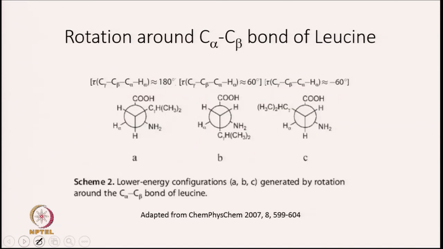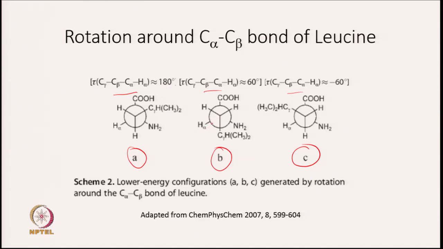Now, we can again think of each of these 1, 2, 3 isomers existing as A, B and C, depending on rotation about the C alpha C beta bond. So, you see this is C alpha, this is C alpha behind, and this is your C beta, the upper one is C beta, the lower one is C alpha, and this is C gamma. Here you can see the angle is 180 degrees.